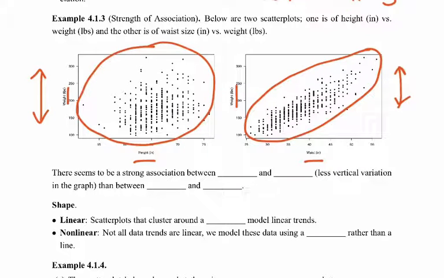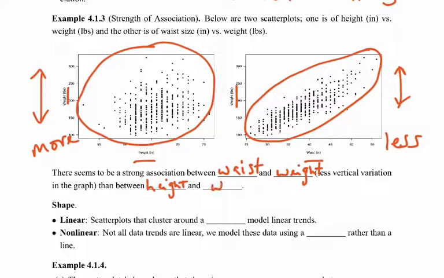So there seems to be a stronger association between waist measurement and weight in the second graph. So let's say between your waist measurement and your weight. So in other words, there's less vertical variation in the second graph. So if you want to make a note, less variation here versus more variation here. So there's less vertical variation in the graph than between the height and the weight.